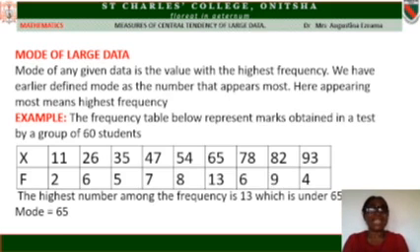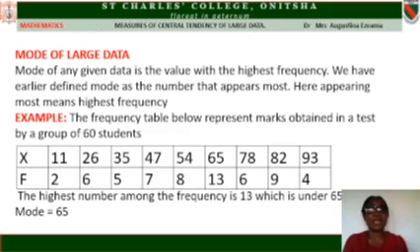Let us look at mode of large data. We are looking at mode of large data now. Mode of any given data is that value with the highest frequency. We have earlier defined mode as the number that appears most. Here, appearing most means highest frequency.